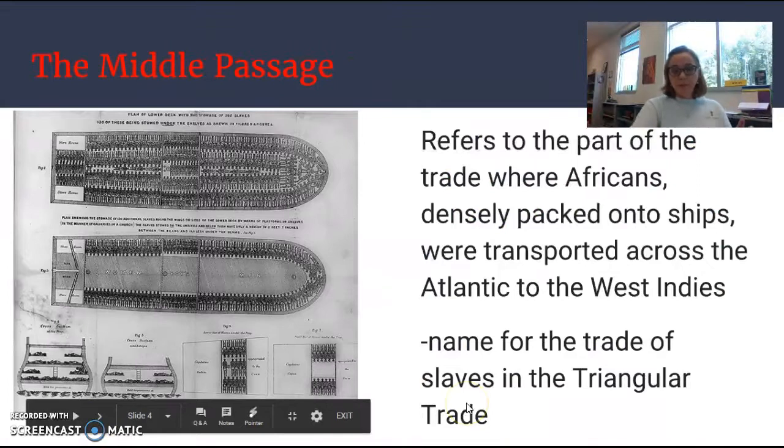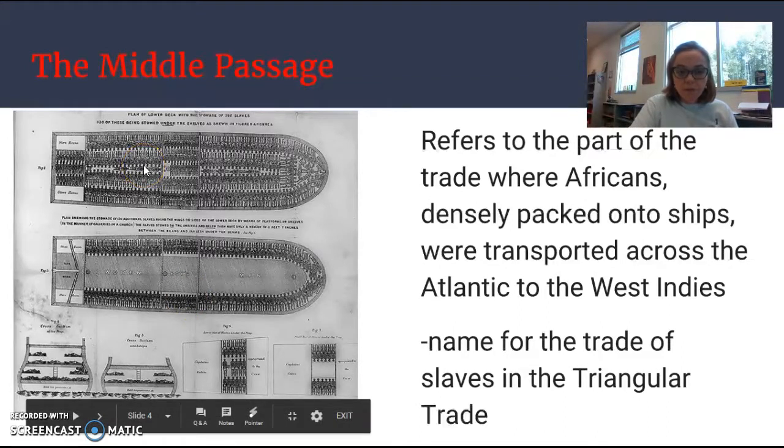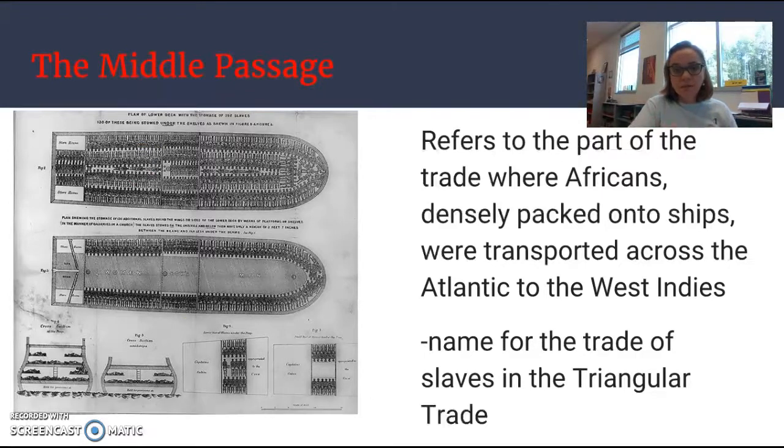So the Middle Passage refers to the part of the trade where Africans were densely packed into ships and transported across the Atlantic Ocean to the West Indies. The Middle Passage is what they call the transfer of the slaves from the African colony to the Americas. And this picture that you see here is just a visual representation of how they would fit lots and lots of slaves on one ship.